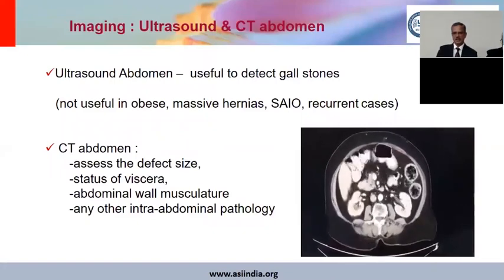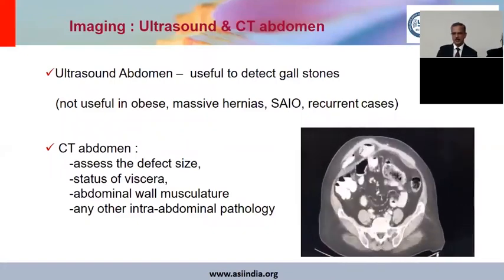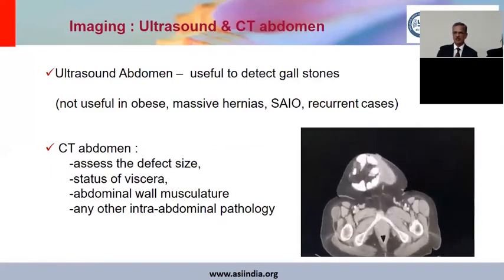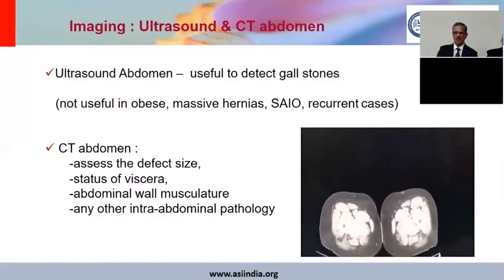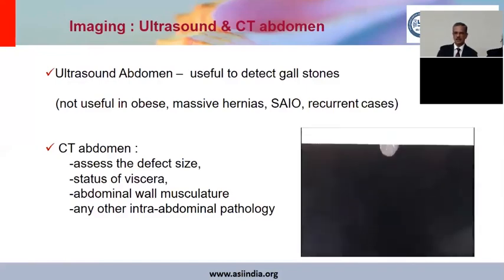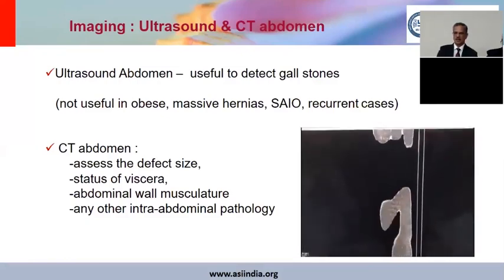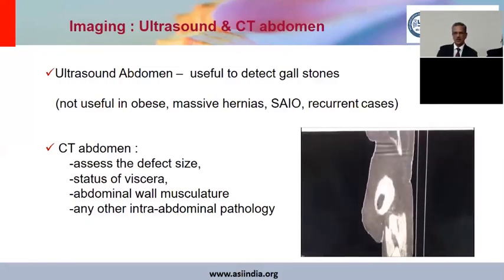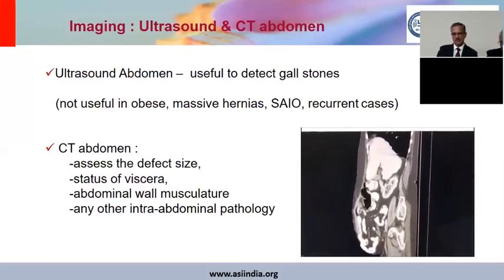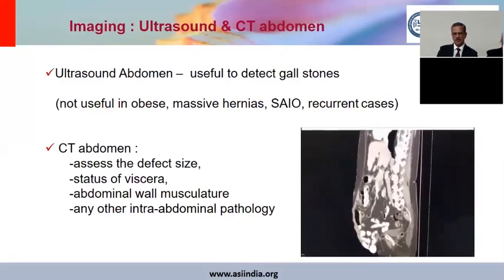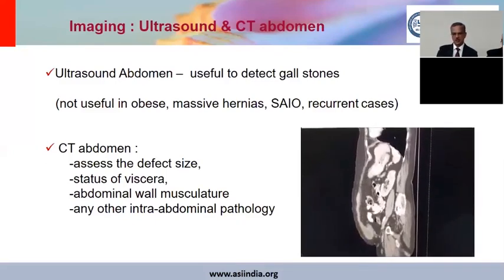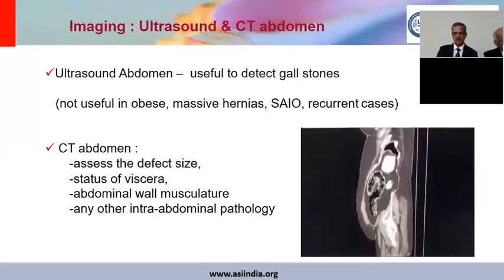Imaging has become very, very important in these patients. Ultrasound abdomen may be good enough to detect gallstones, but it is not very useful in many obese patients and other sick or massively weak abdominal wall patients. CT abdomen has become very essential in massive or giant ventral hernias, not only to assess the defect size, but also to assess the status of the viscera.